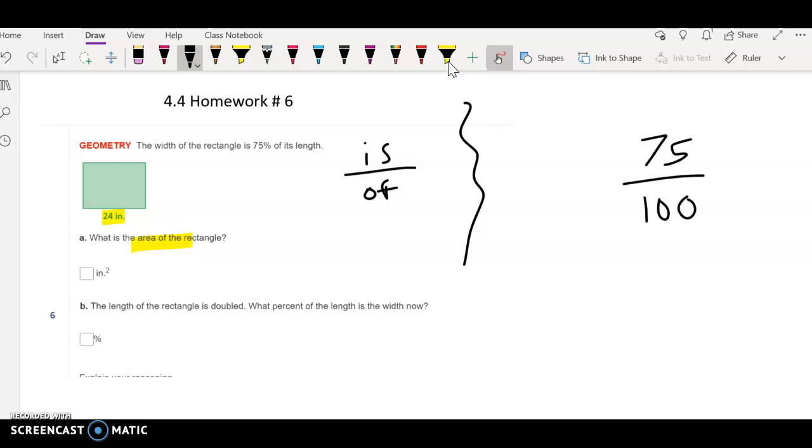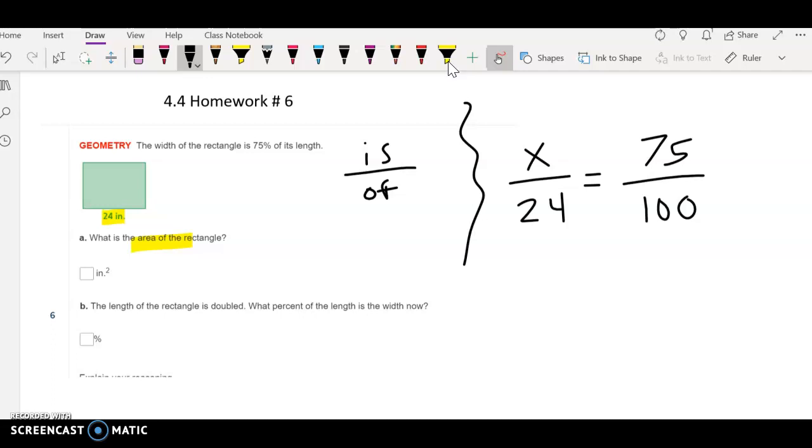So it says the width of the rectangle is 75% of its length. Okay, so we know the 75%. We have that down. But we need to figure out what the width is. So the width is 75% of its length. So is, right, is, we don't know what the is. We do know what the of is. The of is 24. So if you take a look at this, something over 24 equals 75%. We need to figure out what that is.